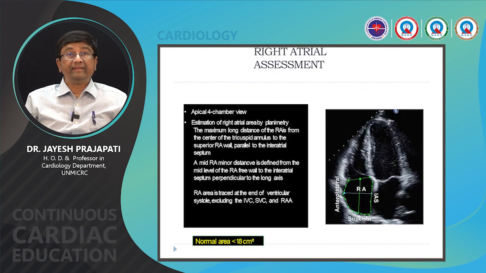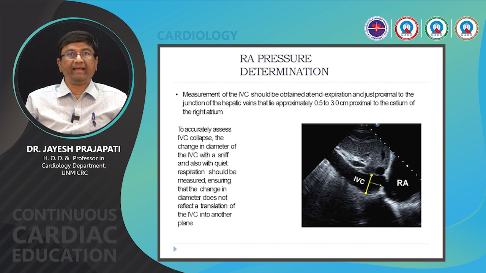Then comes the RA assessment. We measure the RA by size. The normal RA area is less than 18 square centimeters. In the apical 4-chamber view, we estimate at the mid-septum level, look at the dimension, and measure the RV including the tricuspid, septum and all. We can then measure the RA area.